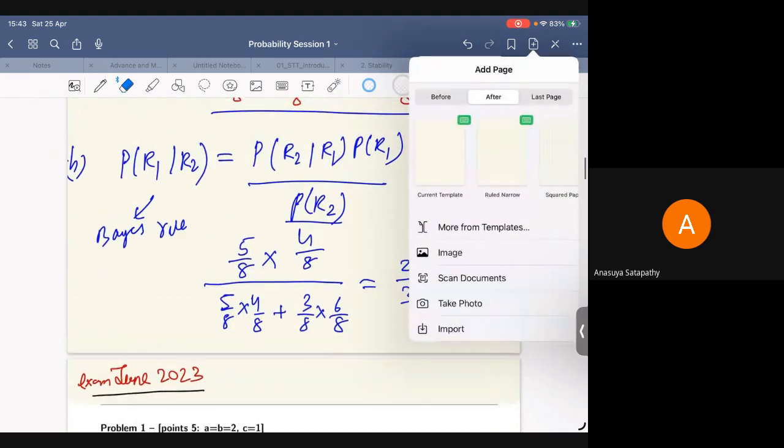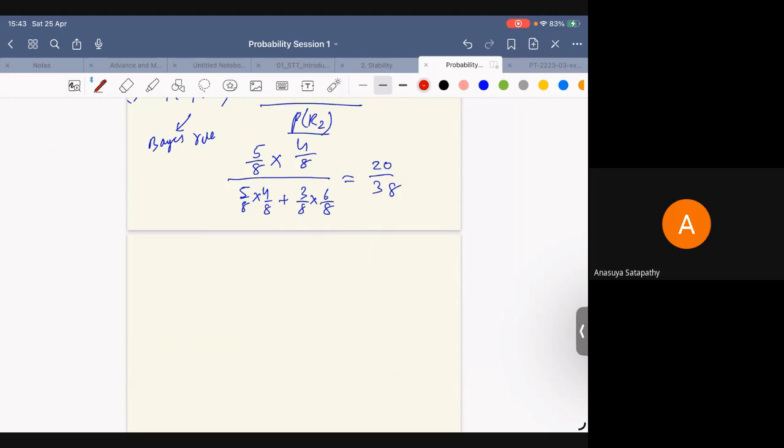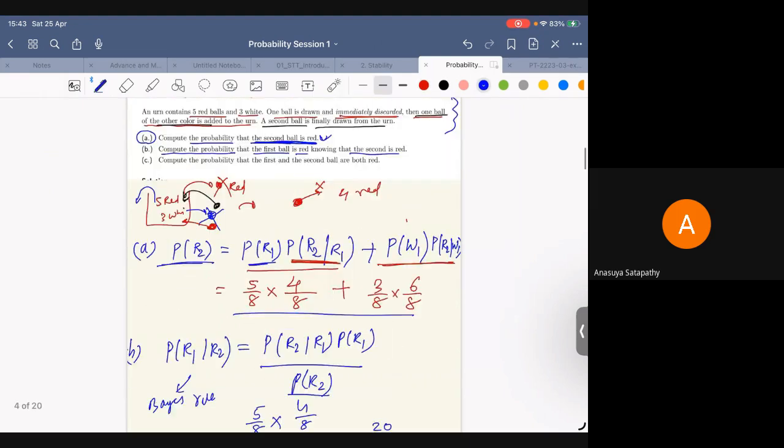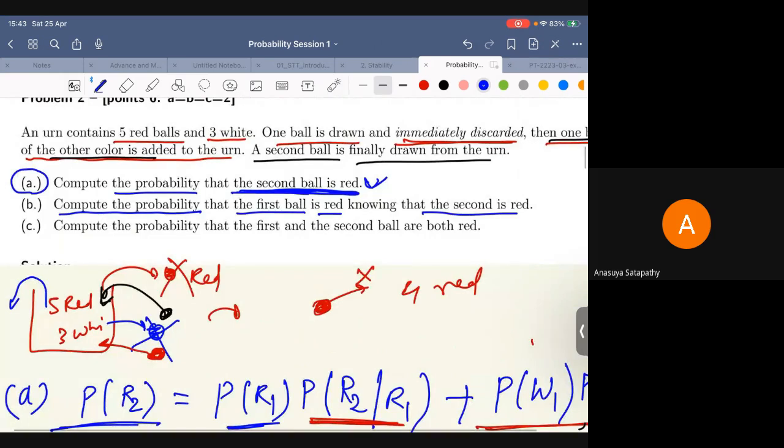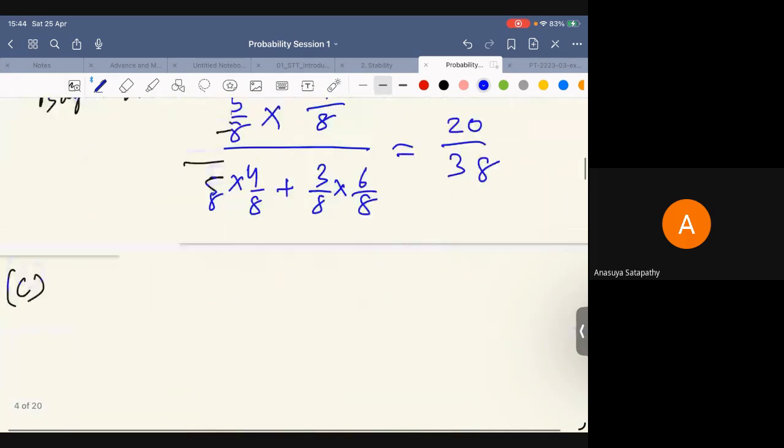Did you understand? Yes, thank you. Okay. Now option C. Read option C. Compute the probability that the first and the second ball both are red. So what do you think? Both should be red. We have to find the probability of both the balls to be red.